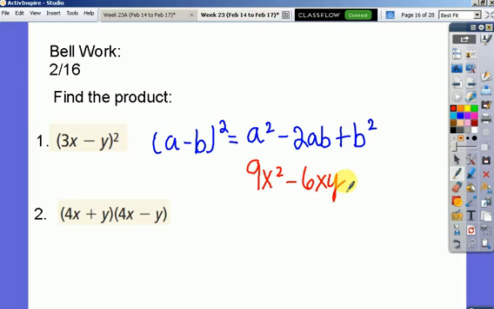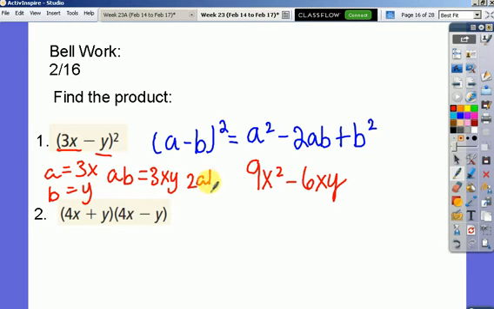Does everybody understand that? I take the a term, which is 3x, and the b term, which is y. I multiply them together, because ab equals 3xy, and then I double it. So 2ab equals 6xy. Now, the last thing that I do is I add b squared, which in this case would be what? Yeah.